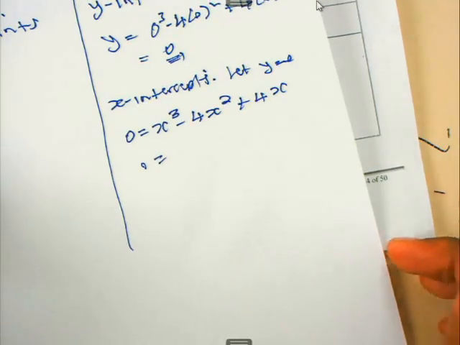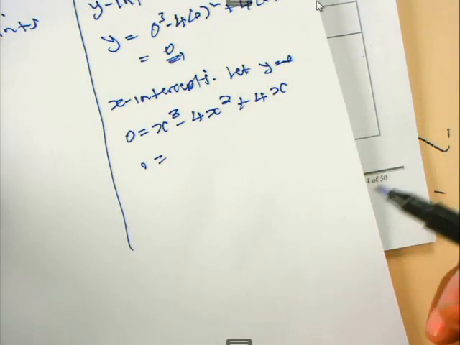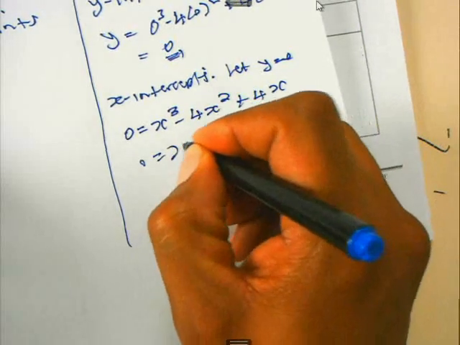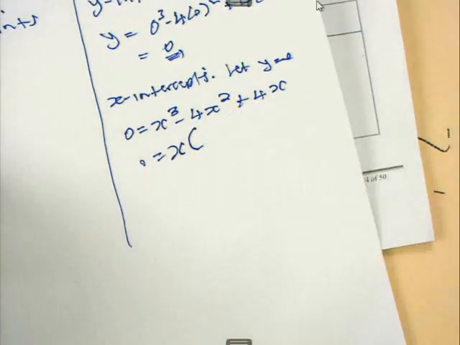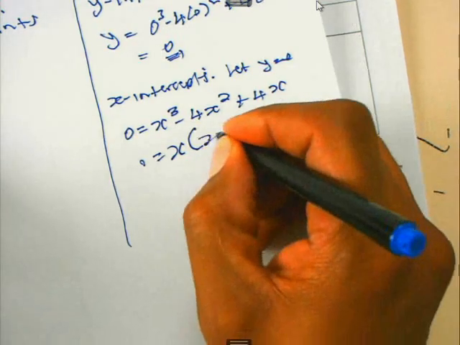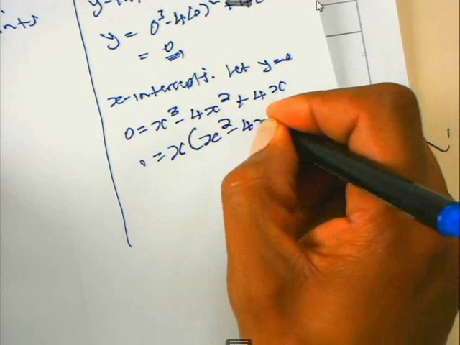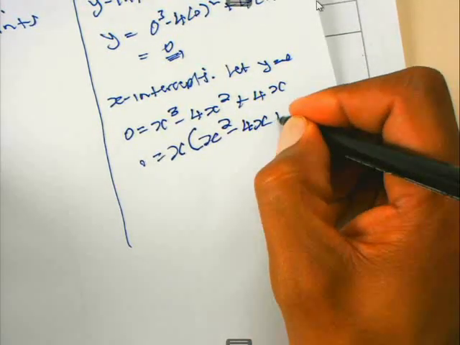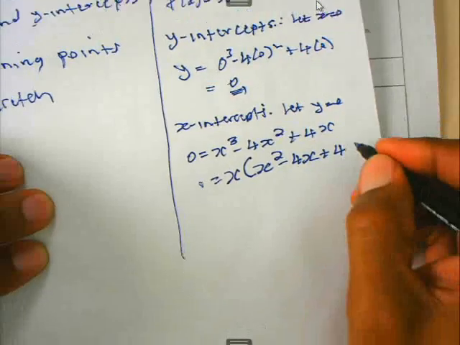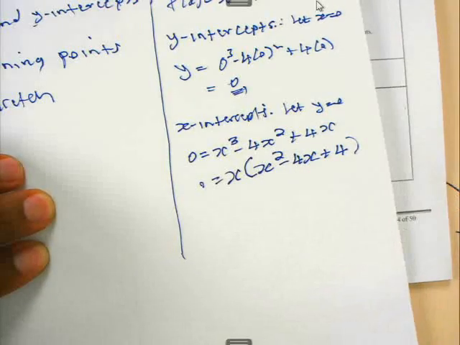Now let us start here. Do we have a common factor here? Yes, you are right. The common factor is x. We are taking x out. What are we left with? We are left with x squared minus 4x plus 4, and then we have x outside.